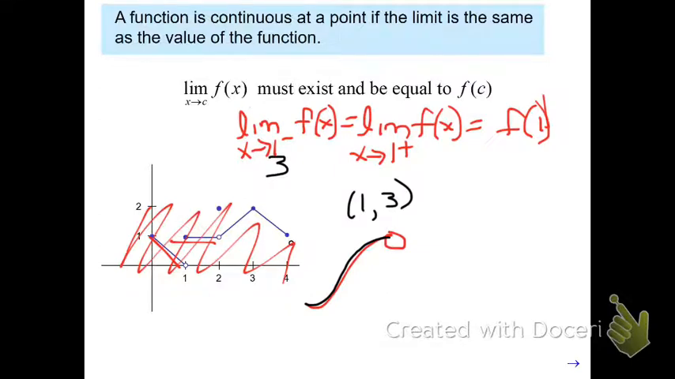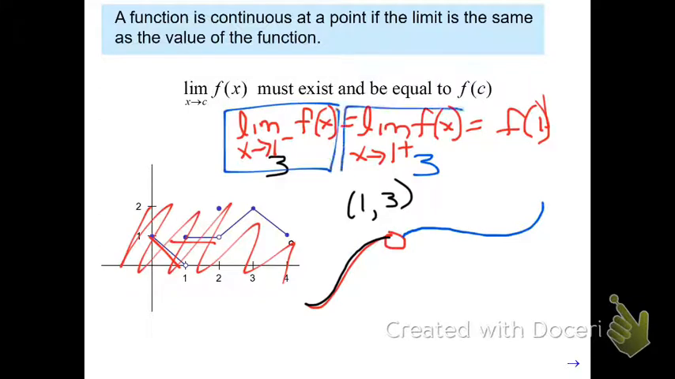Now let's add, using another color, the limit as x approaches 1 from the right. Let's say the limit as x approaches 1 from the right looks like that. It also has a height of 3. So the left-hand limit equals the right-hand limit. However, does it look continuous to you? No. That's because you need a solid point to be there.